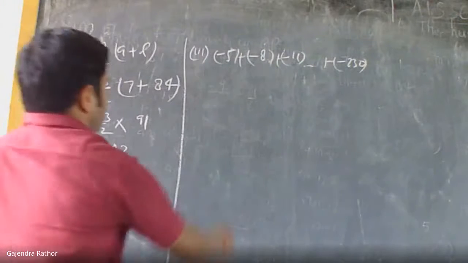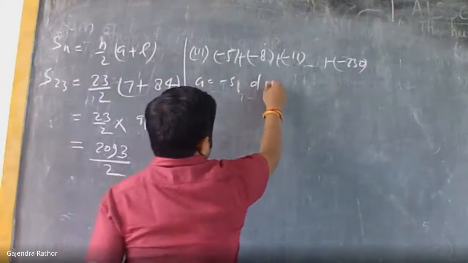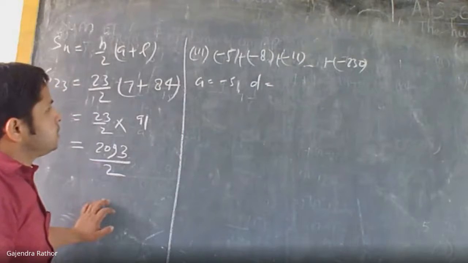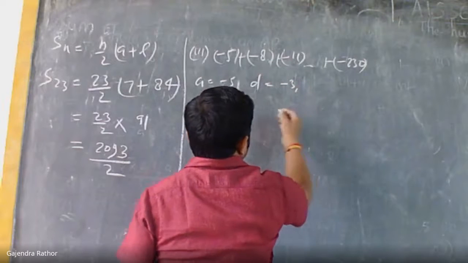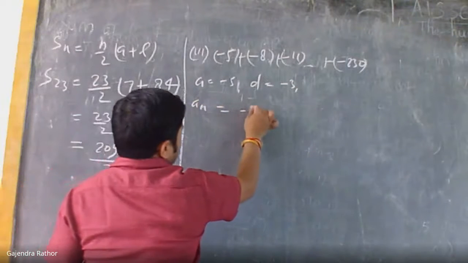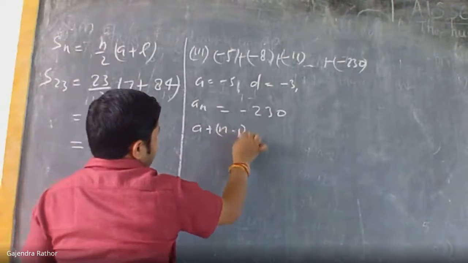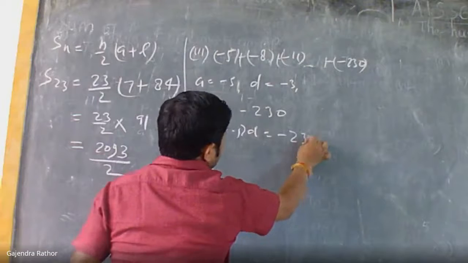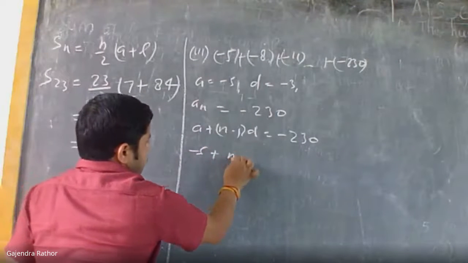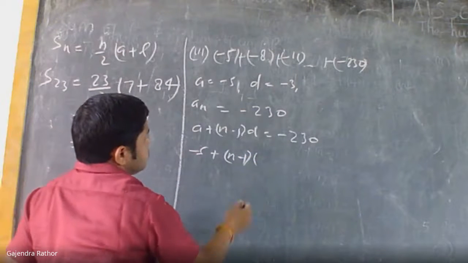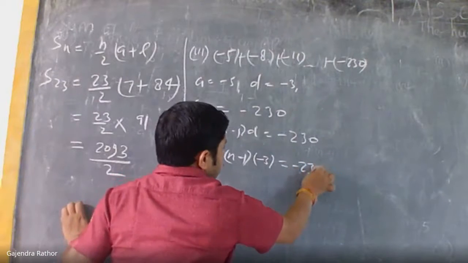Now let's check. The first term is minus 5. Common difference minus 3. Minus 3 and an is equal to minus 230. So an is a plus n minus 1 into d is equal to minus 230. a is minus 5 plus n minus 1, d is minus 3, is equal to minus 230.